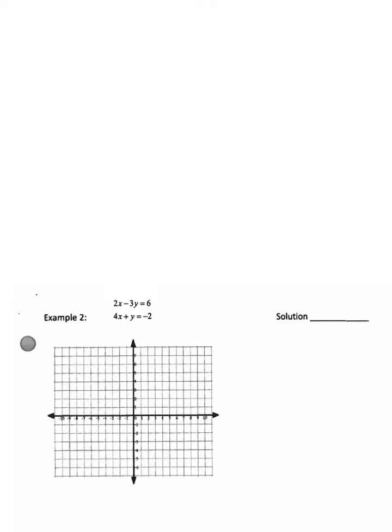So the next one, both equations are not in slope-intercept form. They're actually in standard form. So I need to take and rewrite them in order to actually be able to graph them. So 2x minus 3y equals 6. I need to get it to say y equals. So the first step is always to move the term with x to the other side. That gives me -3y equals -2x plus 6.